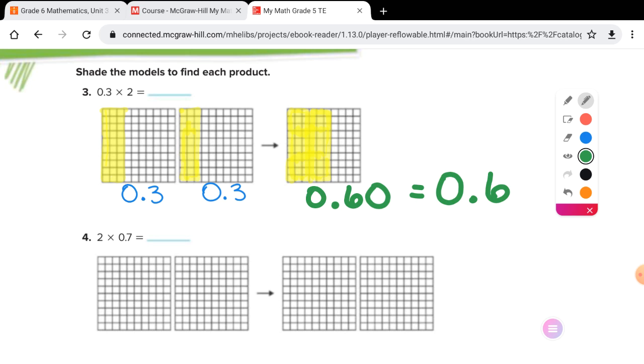Okay, now let's talk about that. We said we could have done repeated addition. Do we know how to add 0.3 2 times? Yeah, we do, right? Out to the side, let's show it. 0.3 plus 0.3 is 0.6. Did we get the same answer? Yes. Okay. Mind blown.